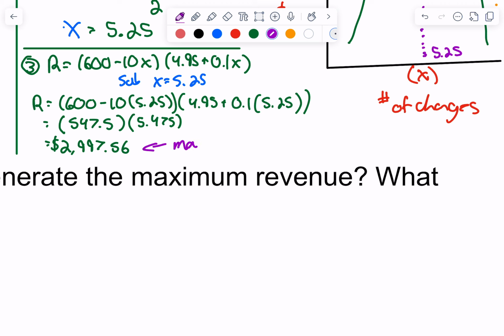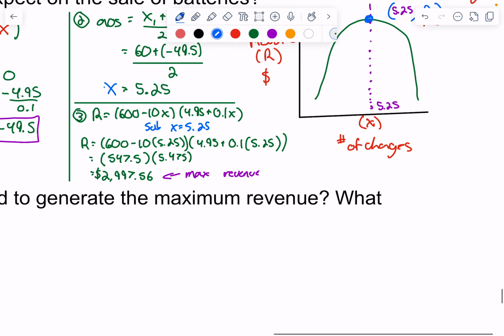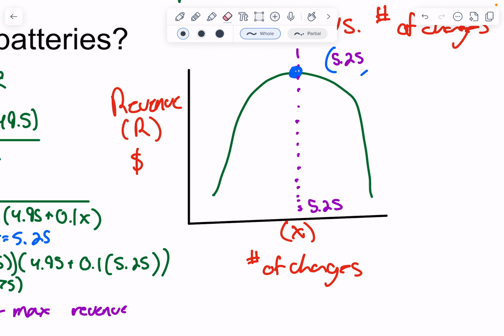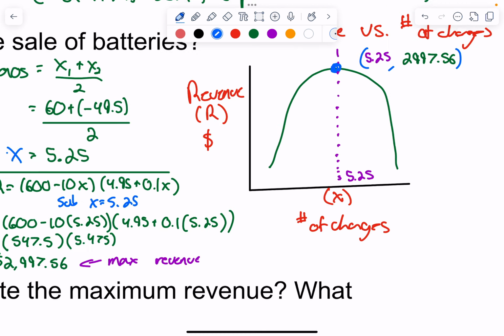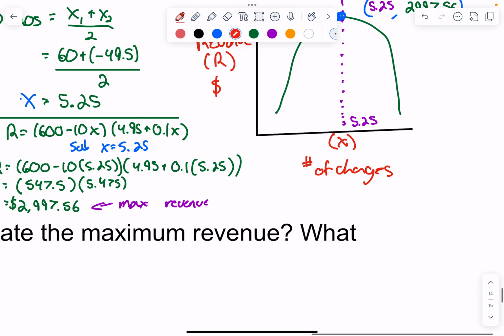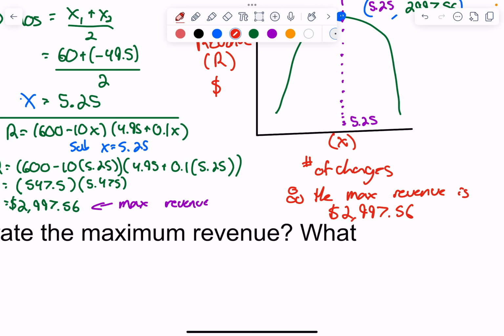All right. So this is the max revenue. This is the max revenue because it's the y value at your axis of symmetry. So this right here is 2,997.56. That's what you just calculated there. So let's create a therefore statement. Therefore, the max revenue is $2,997.56.